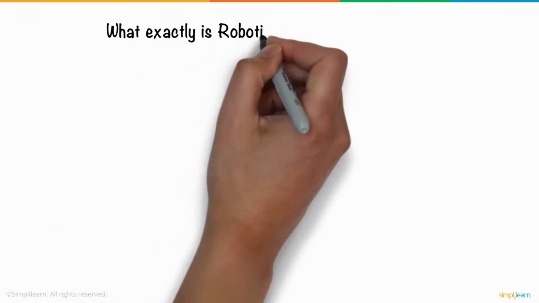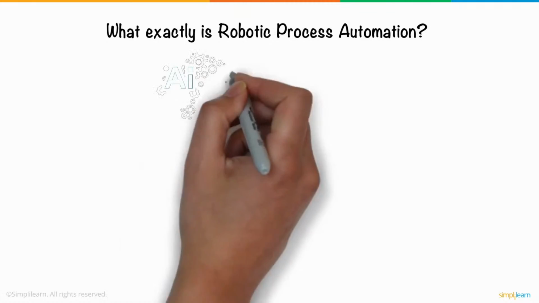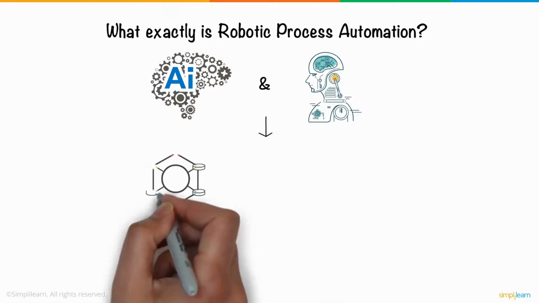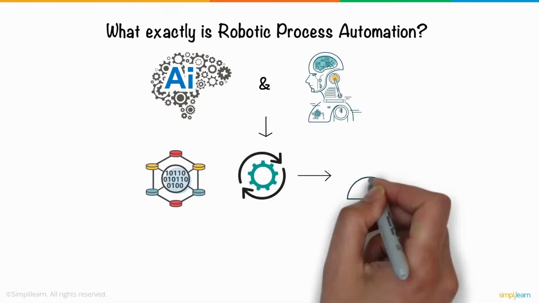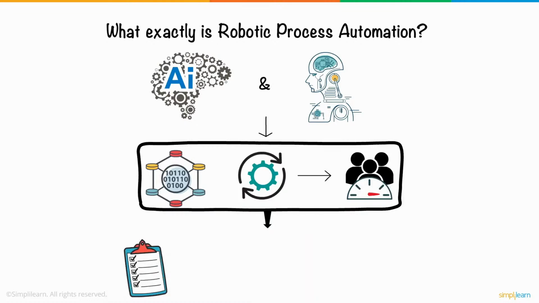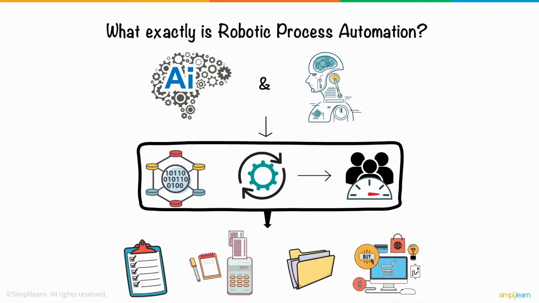So, what exactly is Robotic Process Automation? Robotic Process Automation, RPA, is the use of software with artificial intelligence and machine learning capabilities to handle high-volume repetitive tasks that previously required humans to perform. Some of these tasks include addressing queries, making calculations, maintenance of records, and performing transactions.